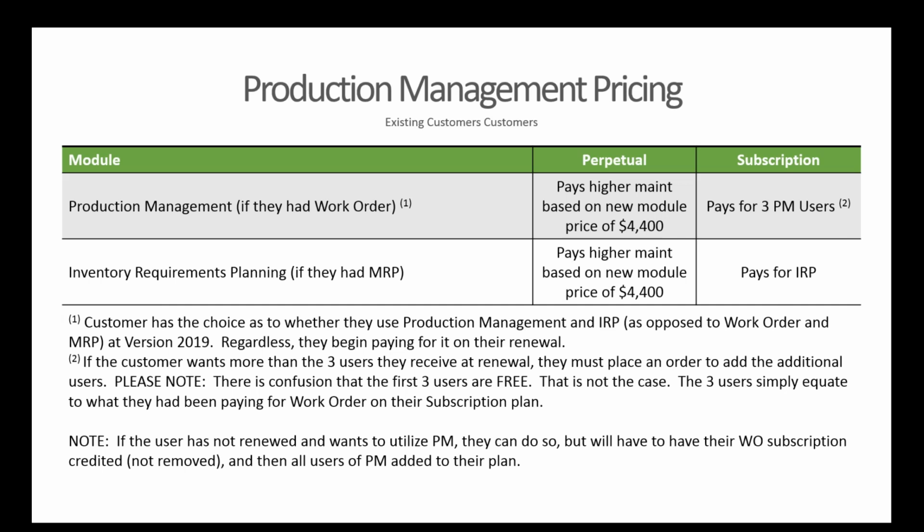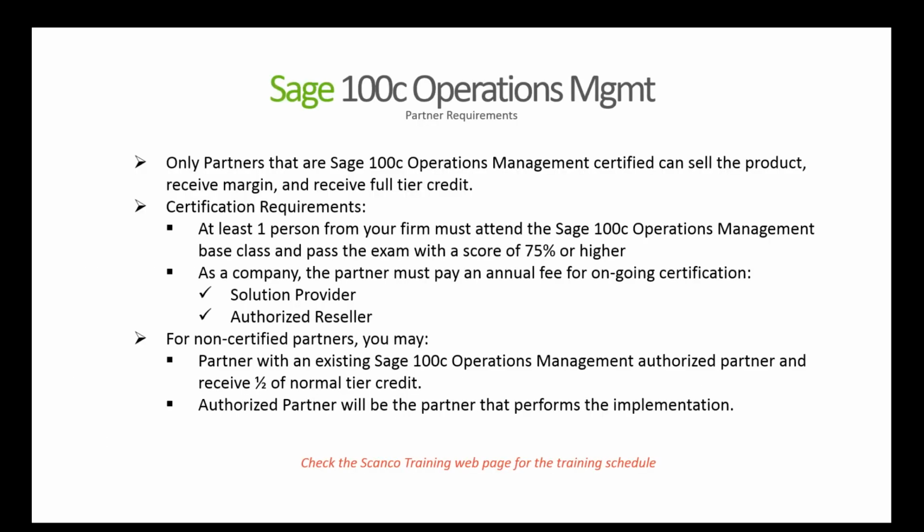There is confusion that the first 3 users are free. That is not true. The first 3 users are simply replacing and equate to what their work order subscription was. So if they need additional users, they just have to add those to the plan. But out of the gate, they have 3 based off of that payment with the work order plan.